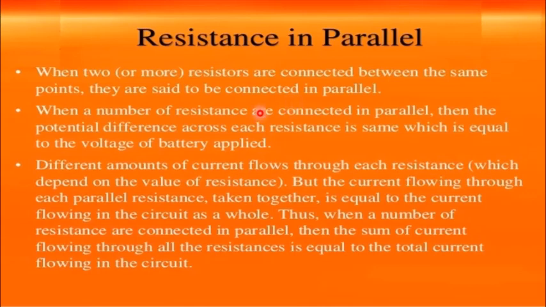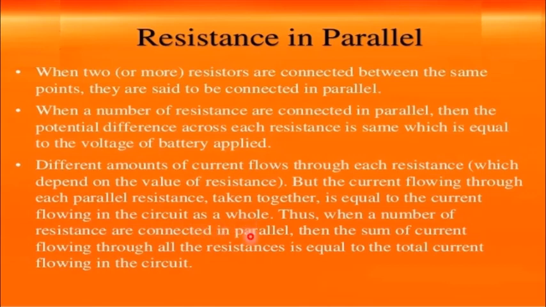Also, you need to know that when the resistors are connected in parallel, the potential difference is the same. So as in series, we saw that the potential difference was different for all the resistors, but in parallel, the potential difference will be the same. Now, a different amount of current flows through each resistance, but the current flowing through each parallel resistance taken together is equal to the current flowing in the whole circuit.